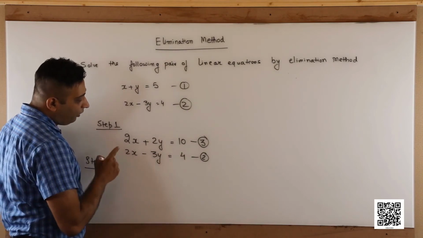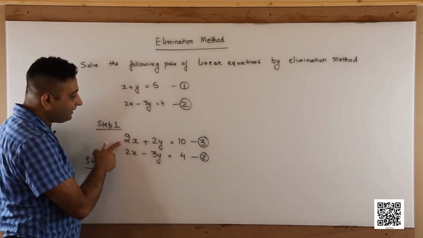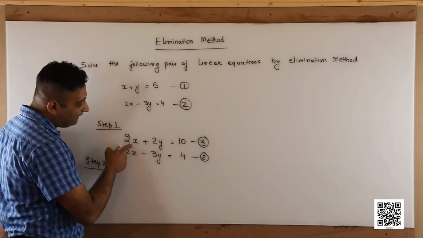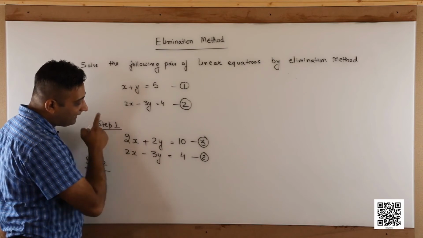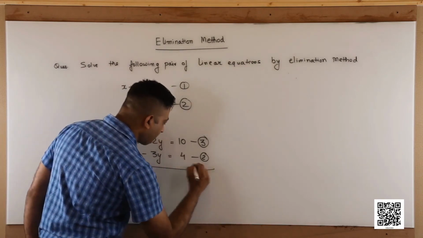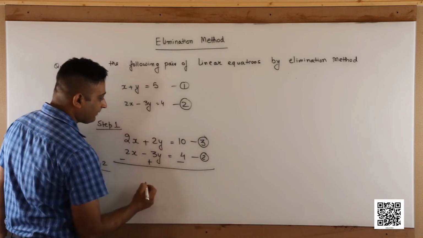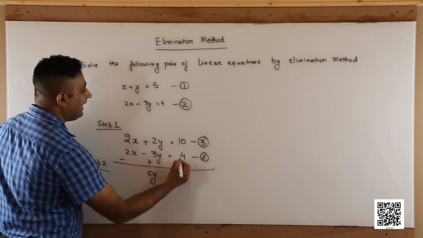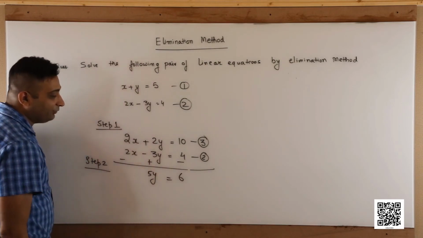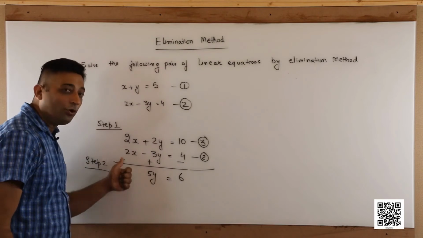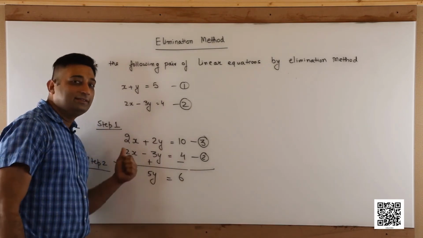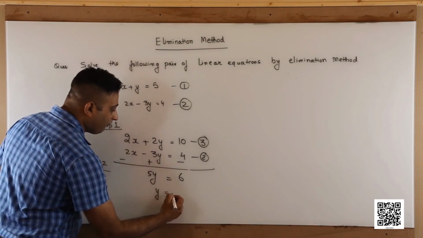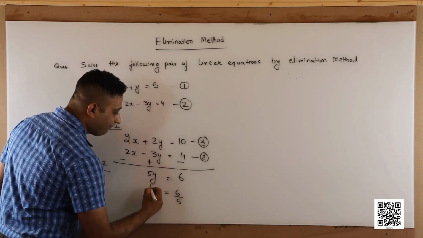The purpose of multiplying equation number 1 by 2 is to make the coefficients of one variable equal. So in this we made the coefficient of x equal. Now after subtracting these two equations, what will we get? We will get 5y on the left side and 6 on the right hand side. You can see that the variable x got eliminated. That's why this method is called the elimination method. So we got the value of y as 6 by 5.